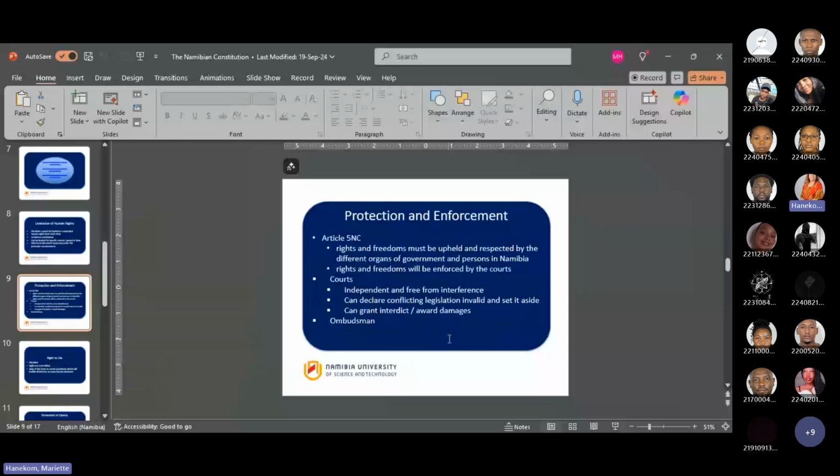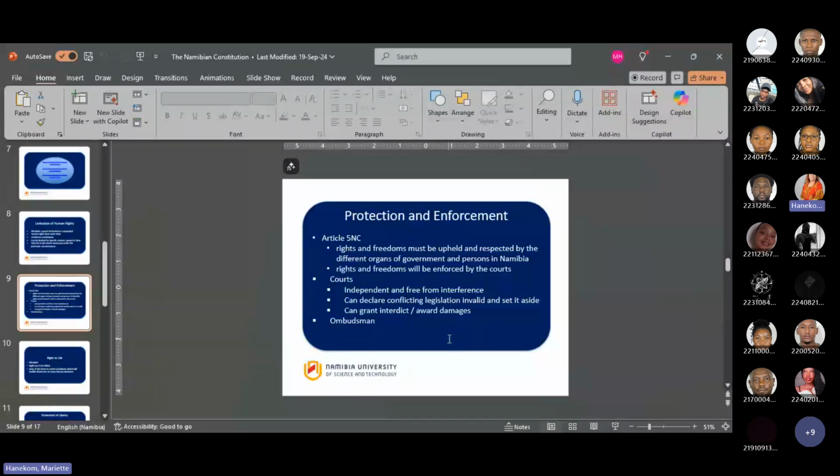Protection and enforcement of human rights. Article 5, you don't need to remember the numbers of the articles. Article 5 of the Namibian Constitution states that these rights and freedoms must be upheld and respected by the different organs of government and all persons in Namibia, and are enforced by the courts. Upheld and respected by the different organs of government, parliament, and the executive have to uphold and respect these human rights.